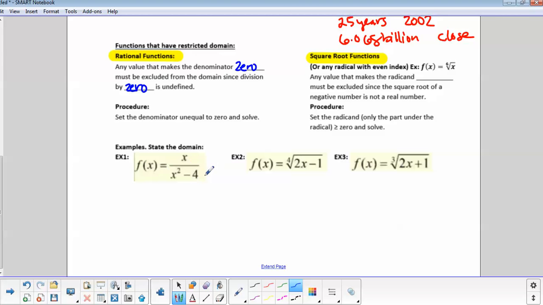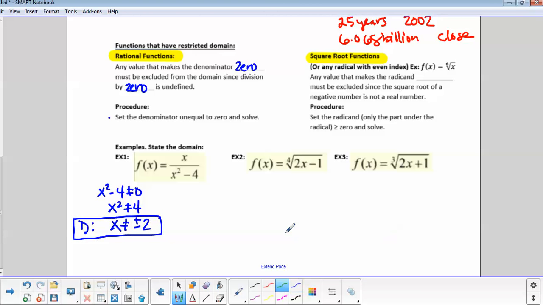The denominator can't equal 0, so the procedure is to set the denominator not equal to 0. So I'm going to write x squared minus 4 cannot equal 0. Add 4 to both sides, get x squared cannot equal 4. And when you solve with a square root, don't forget your plus or minus. So x cannot equal positive 2 or negative 2. And remember, we didn't solve anything, we just found the values that x cannot equal. So we found the domain.